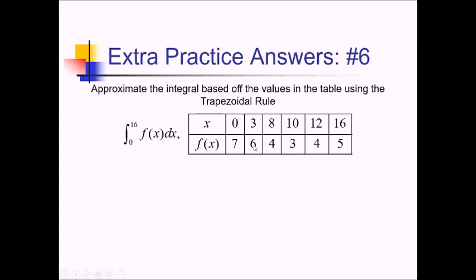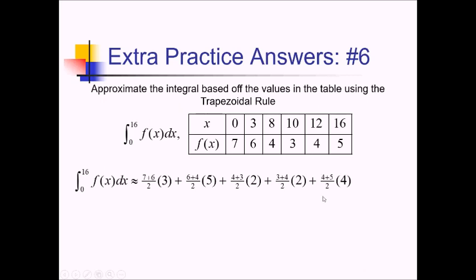We have 7 plus 6 over 2 times a height of 3 to get from 0 to 3. So that's my first trapezoid. After that, I've got 6 plus 4 over 2 times a height of, let's see, 3 to 8, that's 5. And then we have 4 plus 3 over 2 times a height of 2. 3 plus 4 over 2 times another height of 2. And finally, we got 4 plus 5 over 2 times a height of 4 to get from 12 to 16.